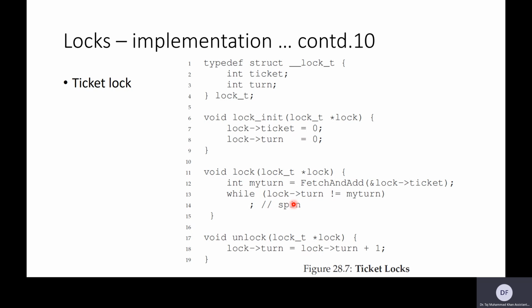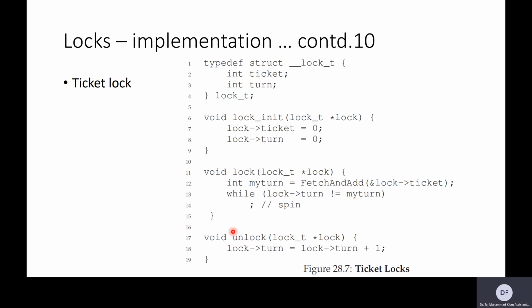Meanwhile, let's say a third thread comes and calls lock. It will again do fetch and add. So it will increment the value of ticket, which is 2, to 3, and return the old value, which is 2, in my turn. So the third thread would again check that the value of lock arrow turn is not equal to my turn, because lock arrow turn is 0 and my turn is 2. So again this condition will be true, and the third thread will also wait. Okay. So both the second and third threads are waiting. For the second thread, my turn is 1, and for the third thread my turn is 2.